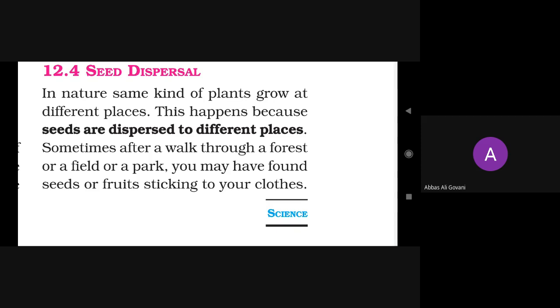Now the question is, how do seeds move? We have legs, that is why we can move. Vehicles have wheels, so by doing mechanical work they can move. But how do seeds move from one place to another place? Do you have any idea how seeds move from one place to another?